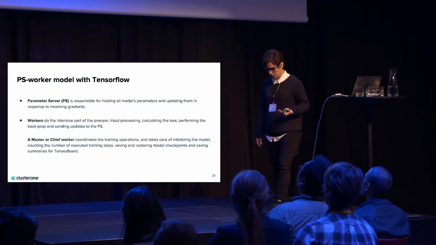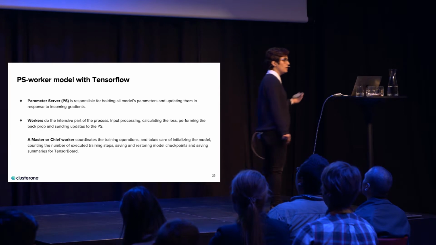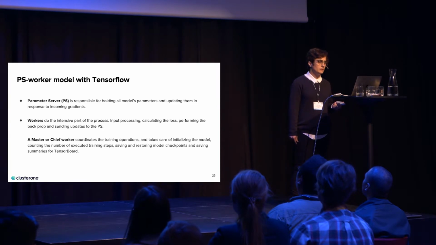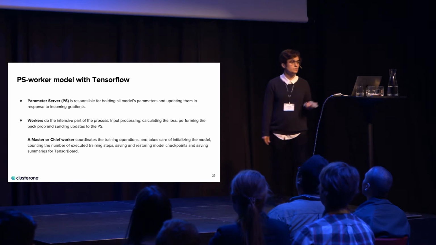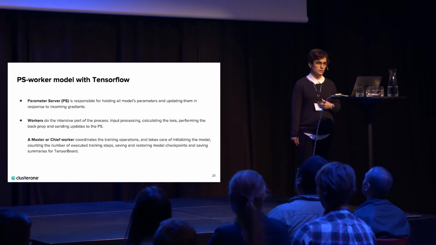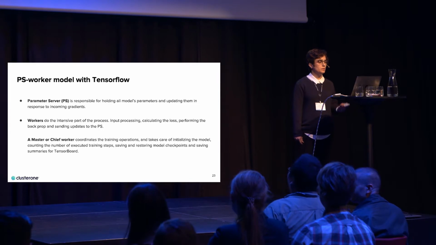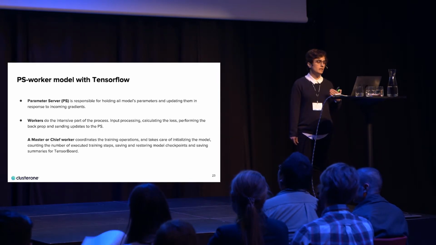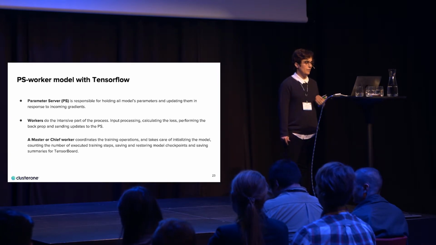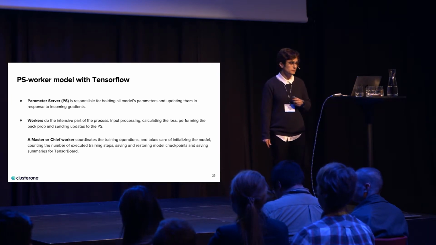So the common approach in data parallelism is the parameter server worker model. There, you divide your devices into two groups, parameter server and worker. A parameter server is responsible for holding all model parameters and updating them in response to incoming gradients. And workers do the heavy lifting. They are responsible for input processing, calculating the loss, and performing the backpropagation and sending updates to the parameter servers. And in workers, we also have a master or chief worker, which is responsible for coordinating between different workers.